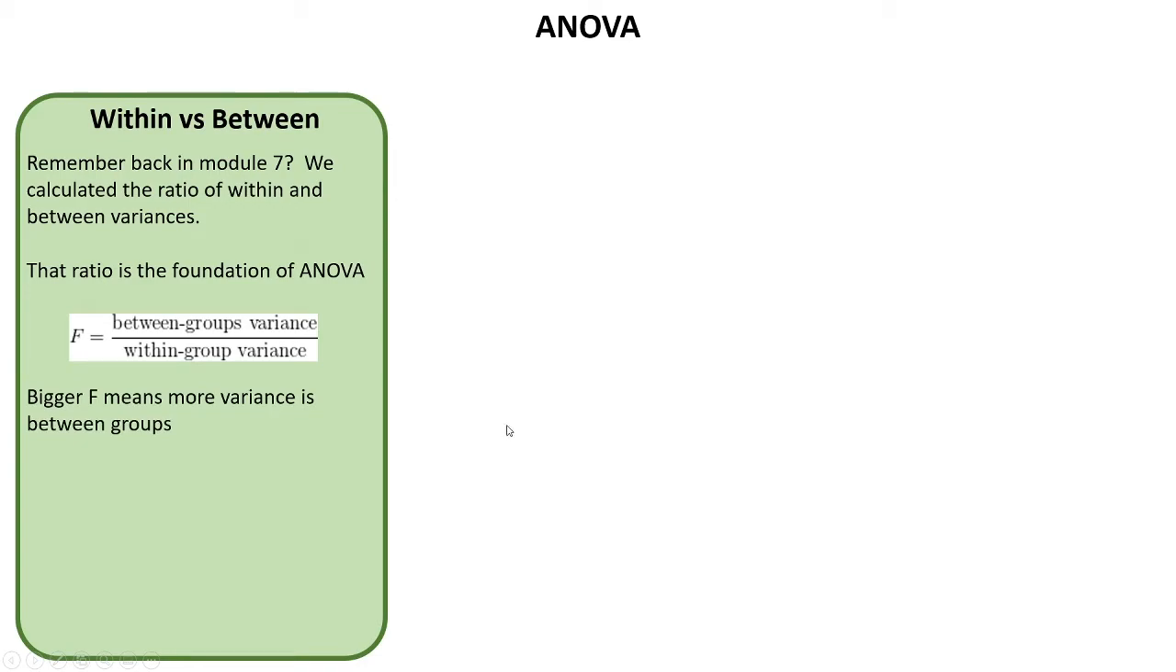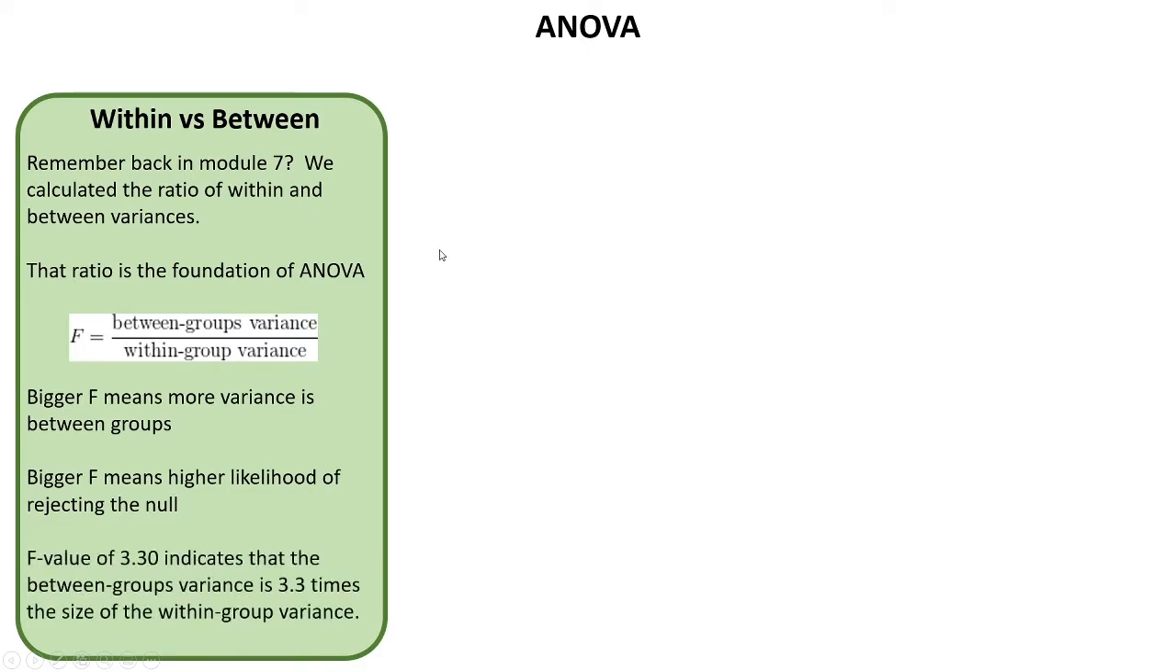A bigger F means that there's more variance between the groups than there is within the groups. And thus, a bigger F will give you a higher likelihood of rejecting your null and saying that there is indeed a difference in this particular sample. More specifically, an F value of 3.3 would indicate that the between group variances are 3.3 times the size of the within group variances. So you're getting information about the differences between and within built into this ratio.